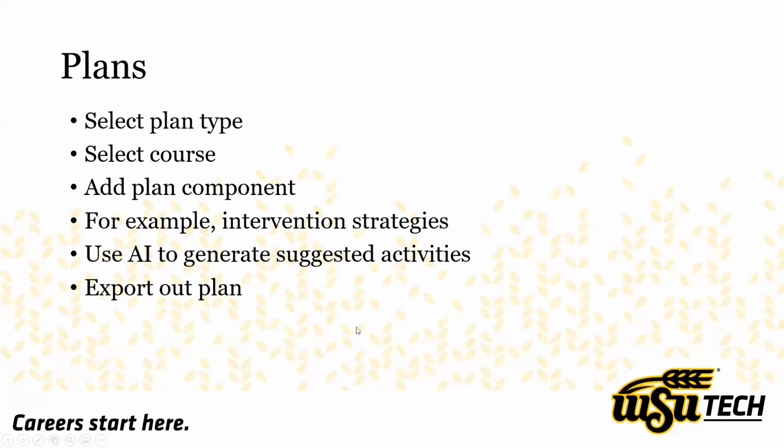So again, you can create all those lesson resources, but you also have a new feature in Almanack called plans. You can select the type of plan you want, or make your own type of plan and add plan components. But you base it off a course you've created that already has lessons and units. And you can have AI suggest activities. For example, intervention strategies. We do assessment at WSU Tech, and a lot of times you have to do intervention strategies for an area that your assessment data shows you need to improve on.